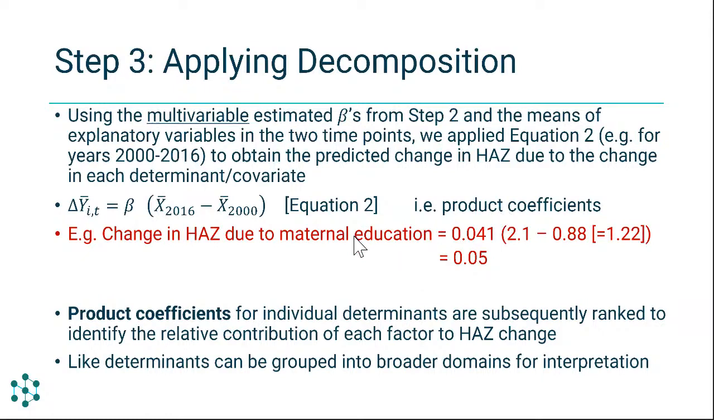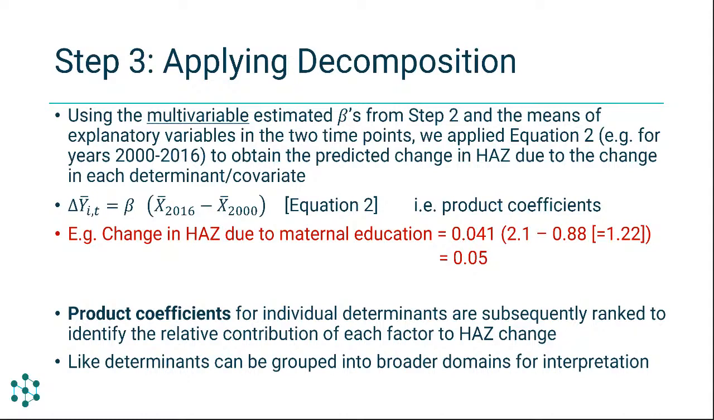For instance, if we use that maternal education example, we would say that the change in HAZ due to maternal education is about 0.041, which is the beta from the multivariable model, multiplied by the change in the mean number of years of schooling, which is about 1.22, and gives us about 0.05. This is a unitless measure. In and of itself it is kind of meaningless alone, but when we create product coefficients for all the covariates, it becomes meaningful because we can rank them, add them up, and see the relative change and the ranked drivers, and so on.